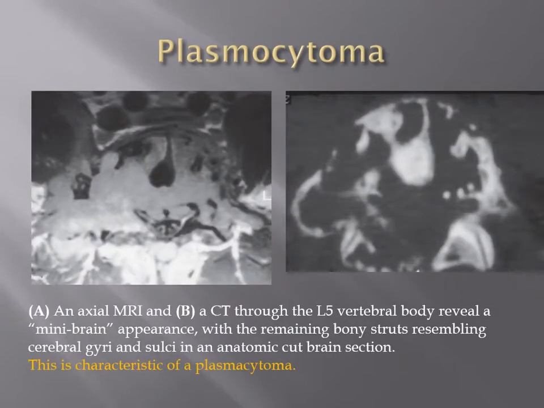It's just like the cancer tumor. At the end, all of them look the same. Also, one of the most common sites is in the vertebral bodies, and on cut sections or on axial section, it will look like a mini brain because it resembles the cerebral gyri and sulci. Yes, it's called mini brain, and this is characteristic for plasmacytoma.